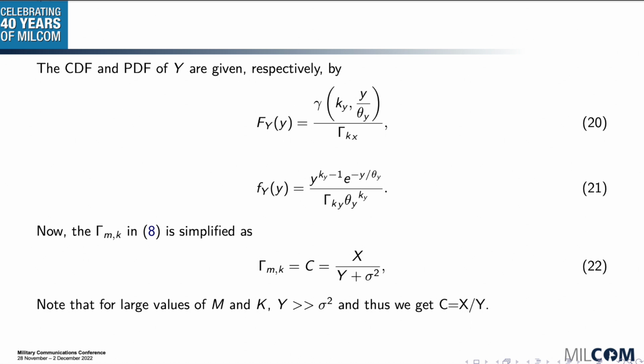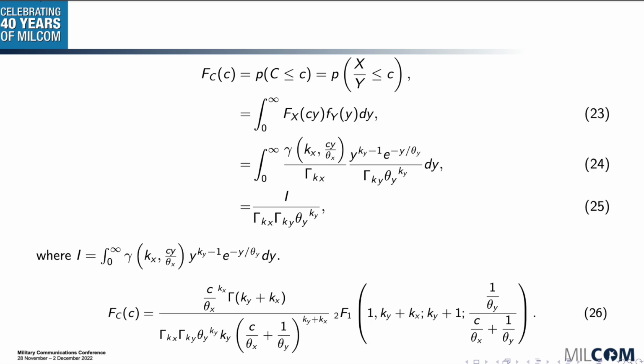Now, sigma_mk in the 8th equation can be simplified as c equal to x divided by y plus sigma square. Note that for larger values of M and K, y is far greater than sigma square, and thus we can say that c is equal to x by y. The CDF expression of c is given as probability of c less than or equal to c, which is equal to probability of x by y less than or equal to c, which is given as integration from 0 to infinity of f_x of cy and f_y of y dy.